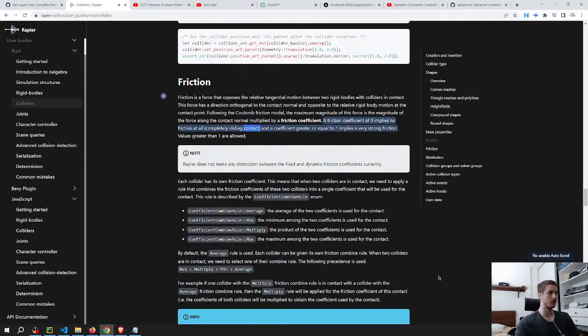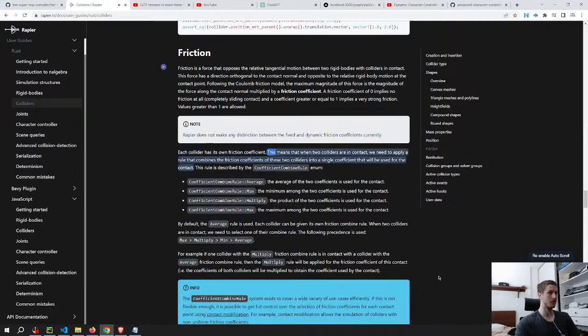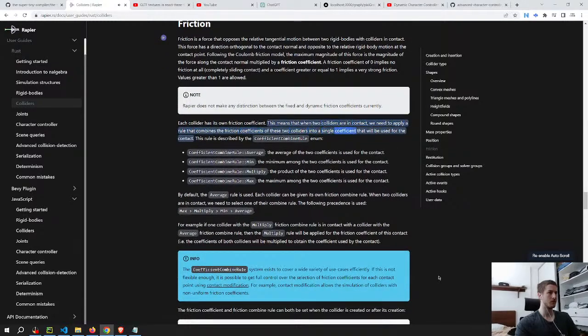A friction coefficient of 0 implies no friction at all, completely sliding contact, and a coefficient greater than or equal to 1 implies a very strong friction. Values greater than 1 are allowed. Note: Rapier does not make any distinction between the static and dynamic friction coefficients currently. Each collider has its own friction coefficient. This means that when two colliders are in contact, we need to apply a rule that combines the friction coefficients of these two colliders into a single coefficient that will be used for the contact.